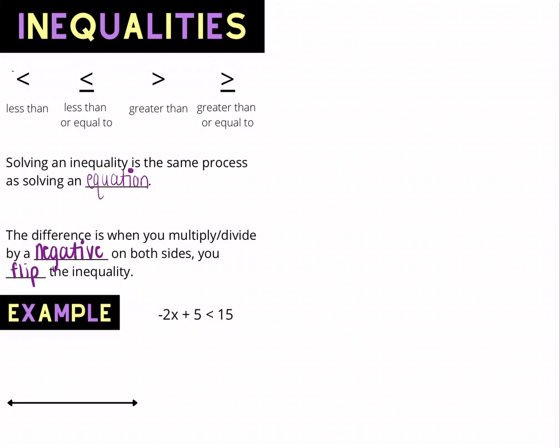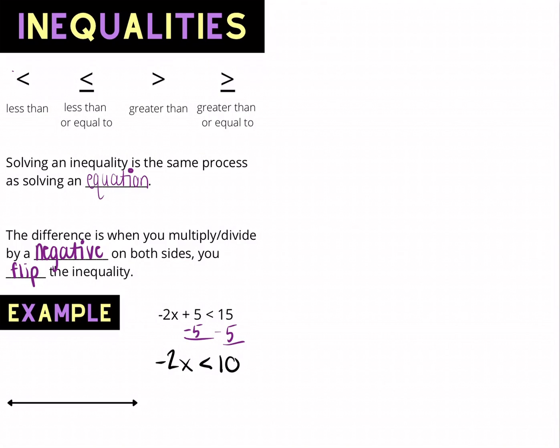I have negative 2x plus 5 is less than 15. We need to figure out what numbers x can be that make the result less than 15. So I'm going to subtract 5 on both sides. Remember, the goal is still to isolate the variable, so negative 2x is less than 10.